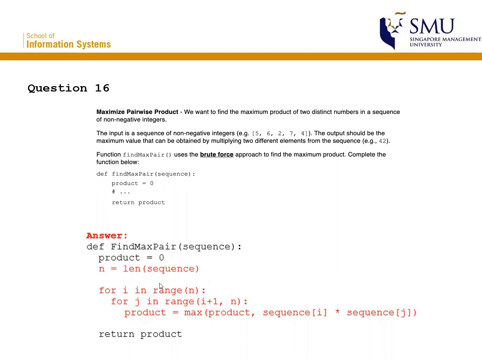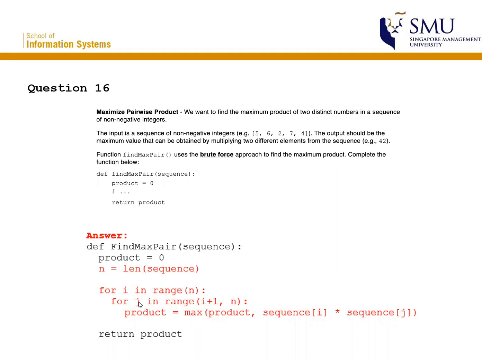The key point for our marking is that you have to show the two layers of for loops, which is for i in range n and for j in range i plus 1 to n. The loop range for j should start from i plus 1 to the length of the sequence. The reason is that the problem requires two distinct numbers.